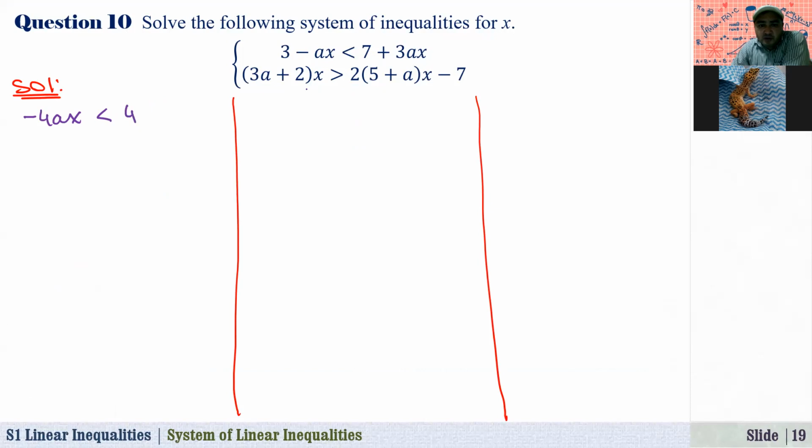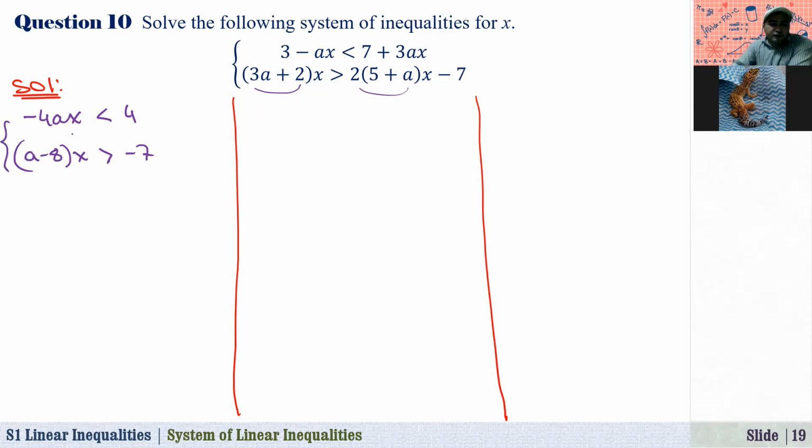How about the second one? And it's 3a plus 2 minus 2 times 5 plus 8, right? If I just simplify here, 3a plus 2 minus 10 minus 2a. That is a minus 8. So here we have a minus 8 times x. And here on the right-hand side, we have greater than minus 7. Okay, I have just simplified this.